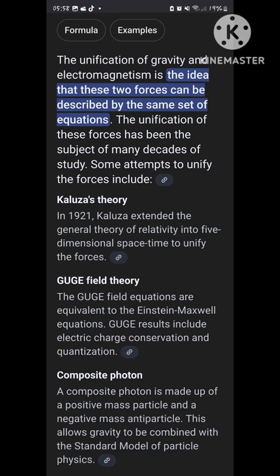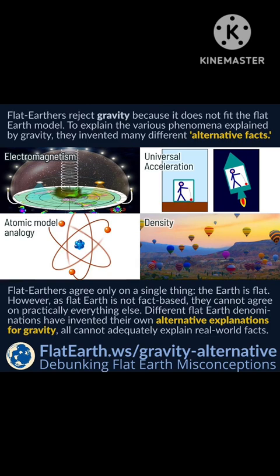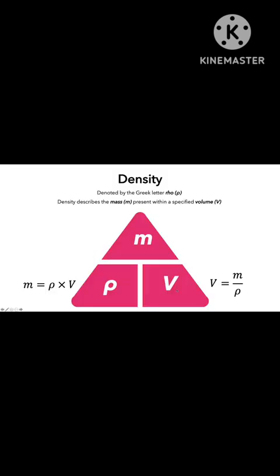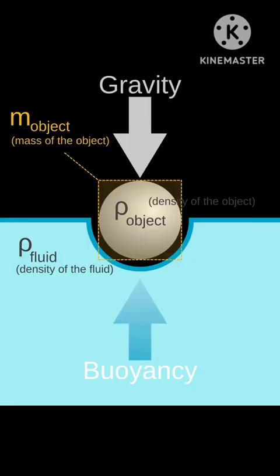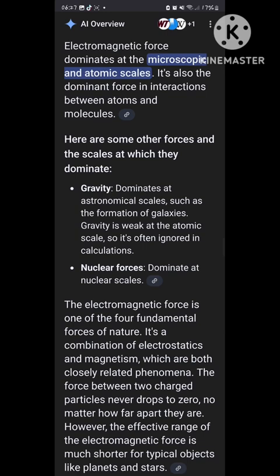While there are theories that attempt to unify gravity and electromagnetism, such as some theories of quantum gravity, these are still speculative and haven't been experimentally confirmed. So while Flat Earthers deny the existence of gravity, all other forces and hypothetical explanations they attempt to replace gravity with fail to work. Density isn't a force and doesn't have a vector of direction. Buoyancy requires gravity to work, and electromagnetism fails to dominate at any scale over the micro scale.